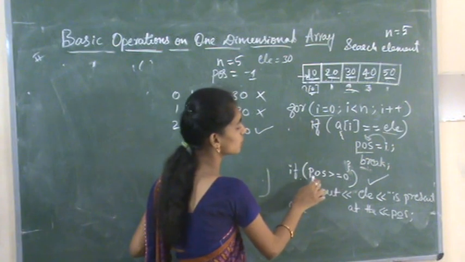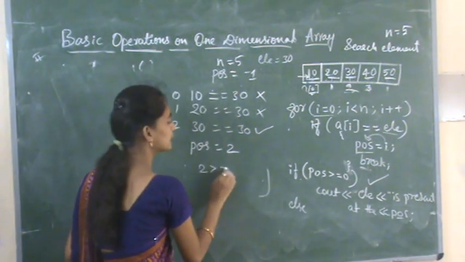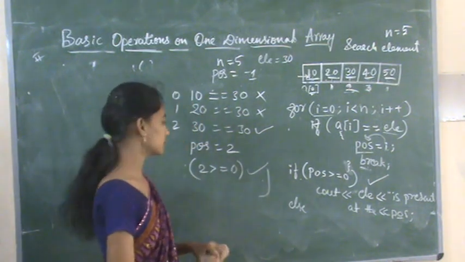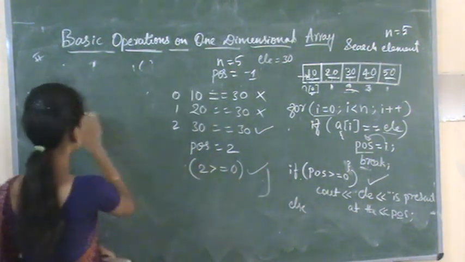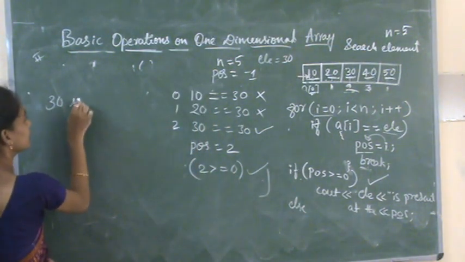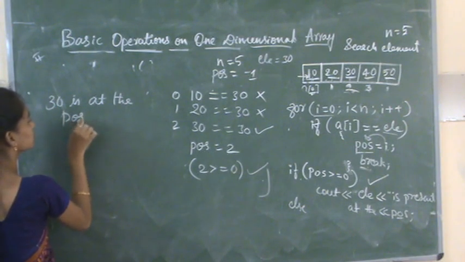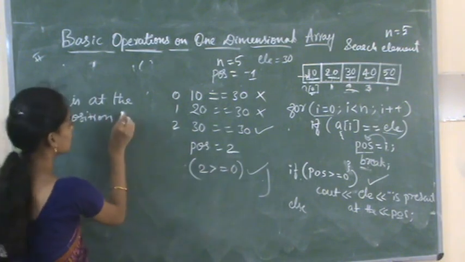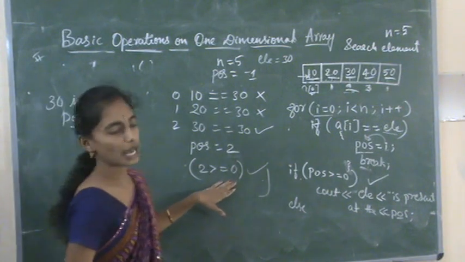Then it will check POS. What is POS? 2 is greater than or equal to 0, which means it is greater. True. So now it prints the result: search element 30 is at the position. What is the position? 30 is present at position 2. So this will be displayed as the output.